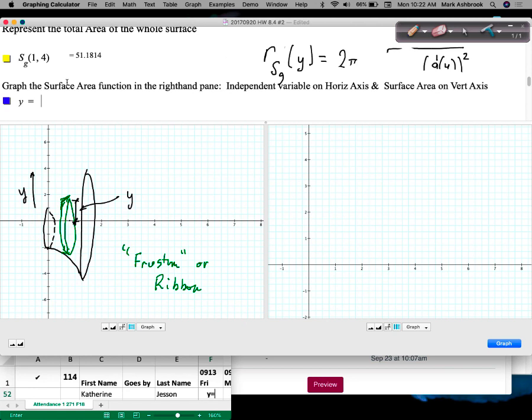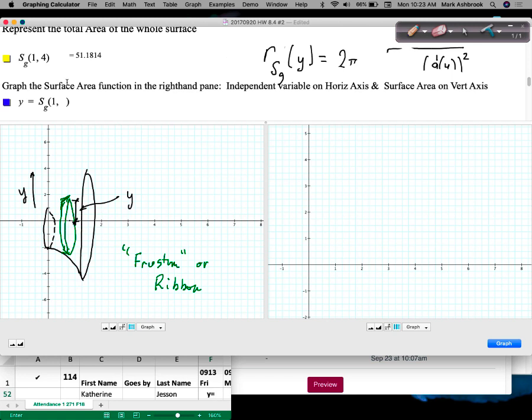Do we want arc length? Do we want surface area, right? And so what is my surface area? S of G. Capital S of G. Okay, and let's just put in what we know A should be. What should A be? 1, I'm going to start from 1. Comma.